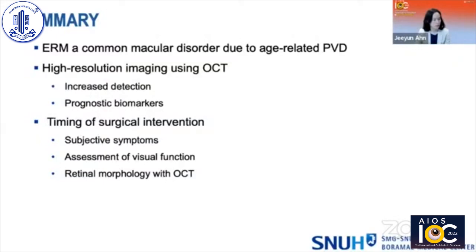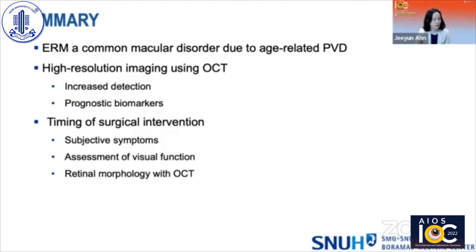Now to wrap up. ERM is a common macular disorder common in the elderly due to the increased incidence of age-related PVD. High-resolution imaging using OCT has contributed to not only increased detection of ERM, but also the identification of various prognostic biomarkers predictive of visual outcome. Timing of surgical intervention still remains a topic of debate.